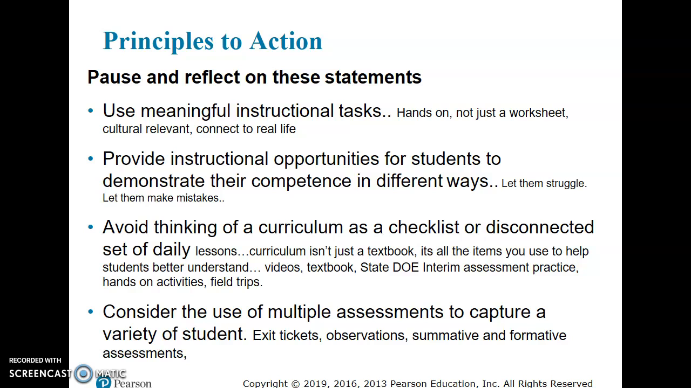Avoid thinking of curriculum as a checklist or disconnected set of daily lessons. Curriculum isn't just a textbook. It's all the items they use to help students better understand. It could be the videos, textbook, one-on-one help, the state DOE interim assessment practice like Smarter Balanced, hands-on activities. When you're learning cones, you could have students make teepees, and they learn the volume of what could be inside, the surface area of the teepee, how long they make the sticks, what's the circumference at the base, what's the area of the base. Consider the use of multiple assessments, like I said before, exit tickets, observations, summative, formative assessments.